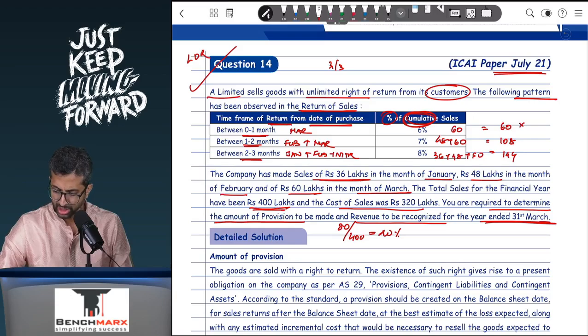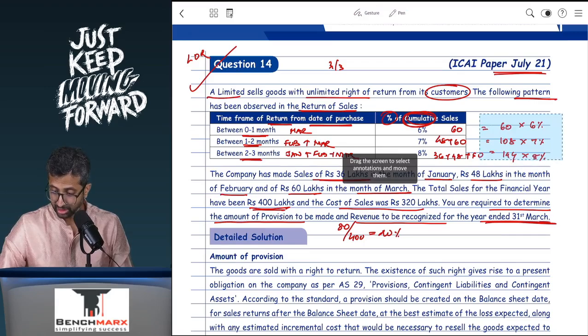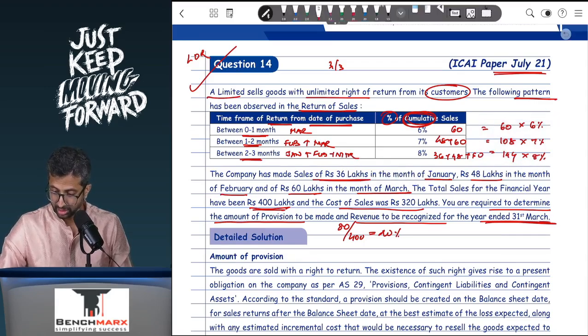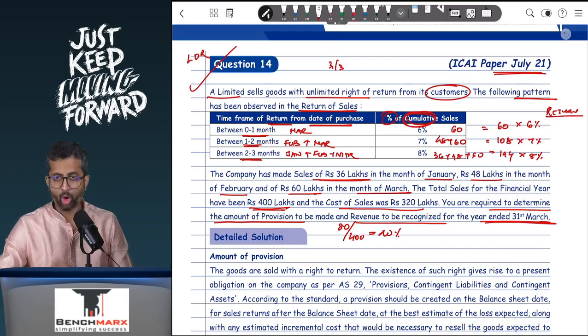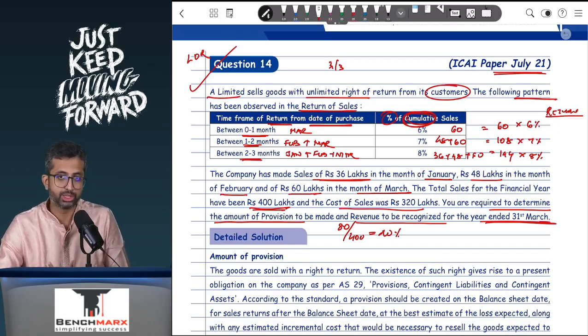Some student says 60 into 6%, 108 into 7%, 144 into 8%. Remember, this will give you the expected returns. This will possibly give you the expected returns which are likely. You will not reduce them from sales because they have not yet been returned. That is as per the institute solution.